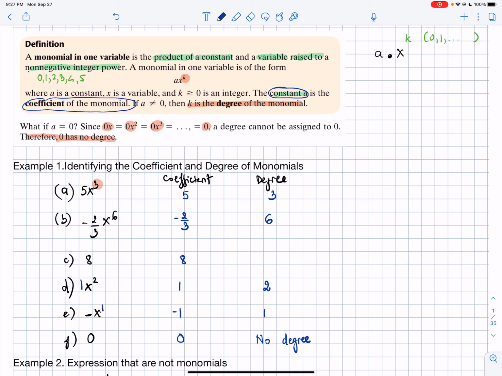Okay, and then we have x times 8 times x to the 0, which is the same as x times 8 times 1, and that gives us like a constant. So the power in this case, the degree in this case, will be 0 for part C.